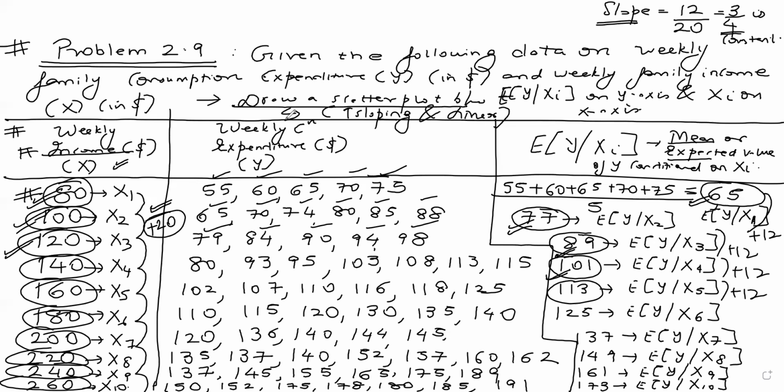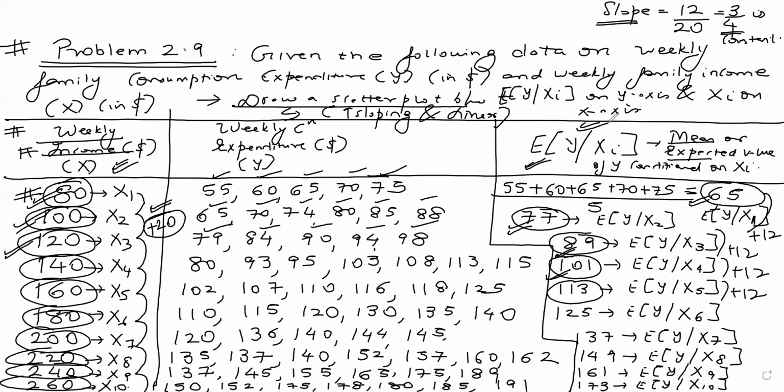Okay, then the question is asking us what can you say about the relationship between y and x and between mean y and x? You can clearly see that we can say that the mean of y increases with x. When x goes up, which means when your weekly income goes up, your expected value of y, which is conditional on the weekly income, which means your expected weekly consumption expenditure, also goes up. So you can answer these questions orally.